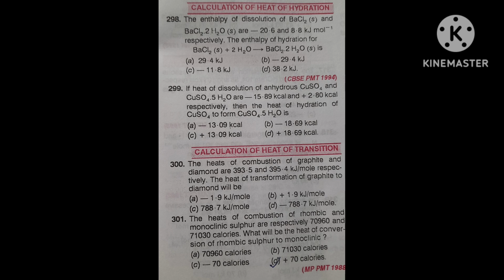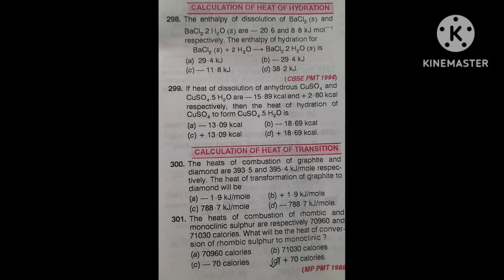One more question I want to discuss today, today's last question. The heats of combustion of rhombic and monoclinic sulfur are respectively 70960 and 71030 calories. What will be the heat of conversion of rhombic sulfur to monoclinic?